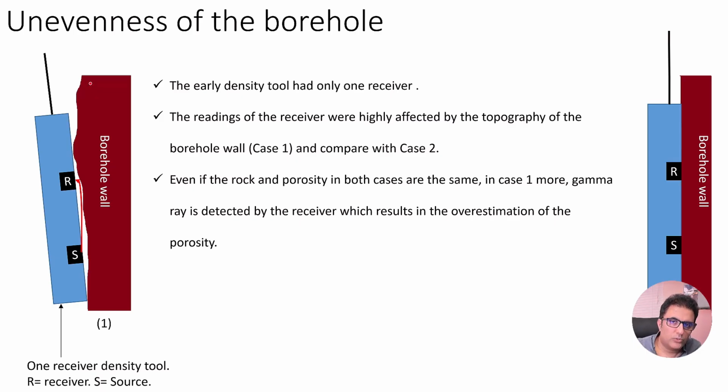The reason is that the borehole surface is not even, and it has some roughness. As a result, it is possible that due to the unevenness, the tool is not clamped to the formation perfectly. What happens here is that a fraction of the gamma ray will directly travel from the source to the receiver without going through the formation. As a result, we are going to have a wrong estimate of the density. If the formation wall was perfectly flat, we wouldn't have any issue with just one single receiver. But in reality, the borehole wall is uneven, and as a result, the clamping may not be perfect. For that reason, we are going to have a wrong estimate of the bulk density using a single detector gamma ray.